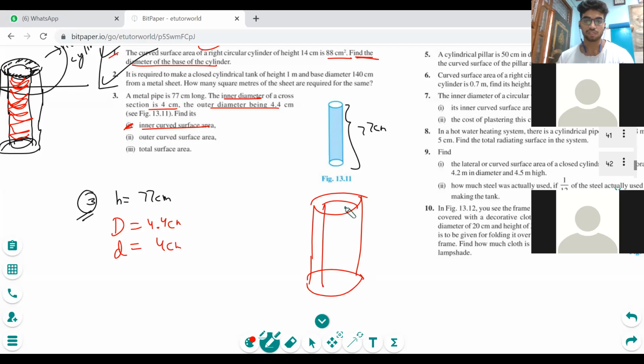So this inner cylinder, this inner part will give me the inner curved surface area. The formula will be the same, but it will only involve the small r, not the bigger r. Is this clear for the inner curved surface area?